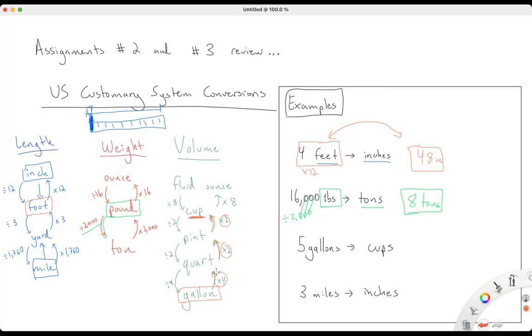So if we start at 5 and multiply by 4, 5 times 4 is 20. 20 times 2, right, would be 40. And then 40 times 2 would get you to 80 cups. It's a lot of cups there in 5 gallons.